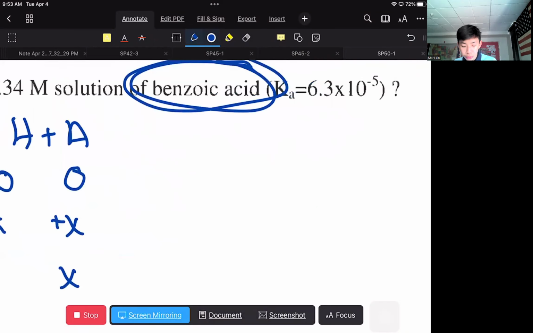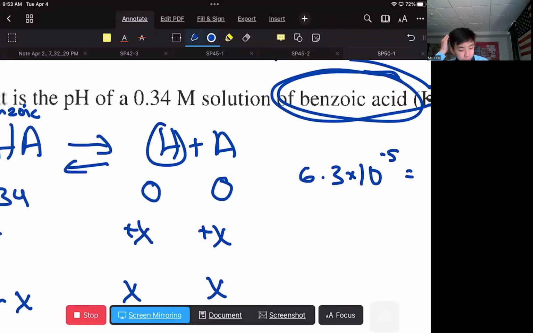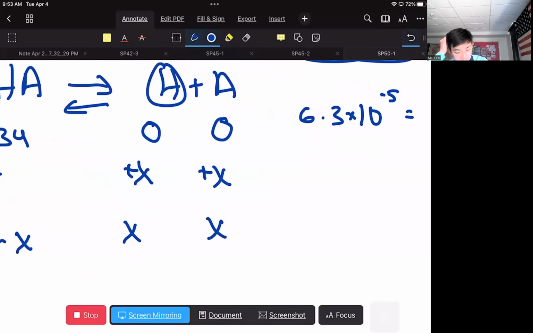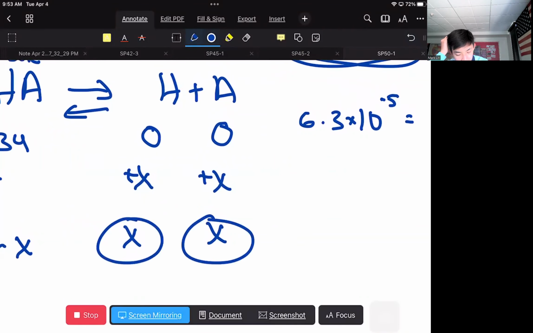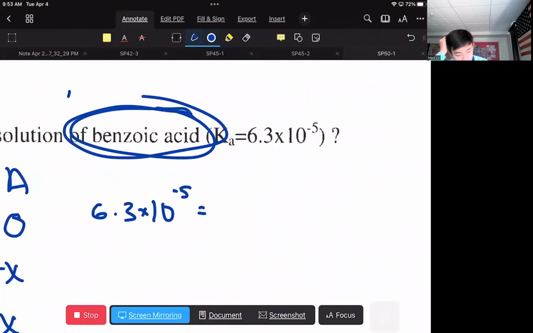And so you set up this equation. The Ka is going to be 6.3 times 10 to the minus 5. Likewise, the other side is going to be products over reactants. So products is H, which is X, times A, which is also X, so X squared over 0.34 minus X.